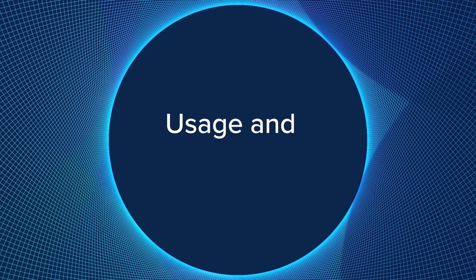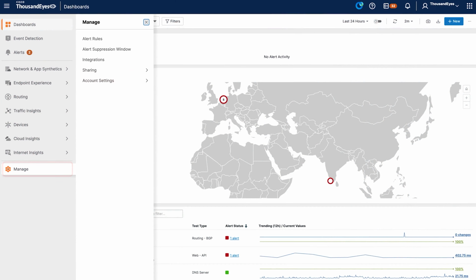In this video, we'll explore the usage and billing section, where you can track unit consumption and manage quotas across your organization. Each test you run through a cloud or enterprise agent consumes units from your plan's allocation. You can find usage and billing as a submenu under Account Settings within the Manage tab.